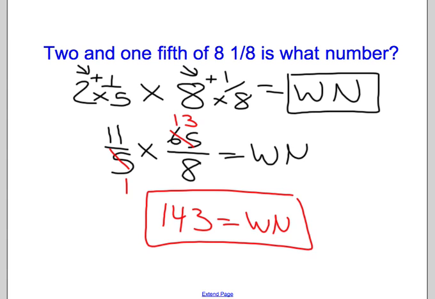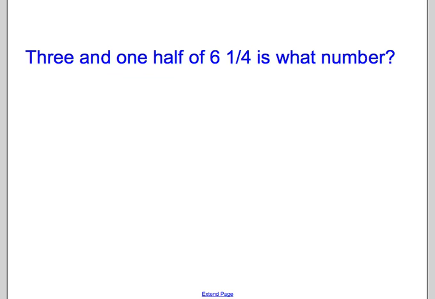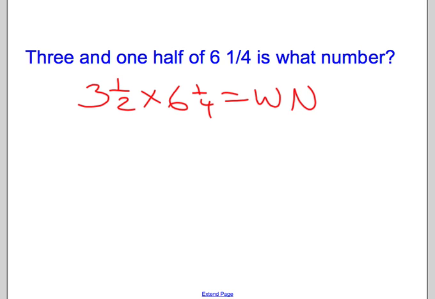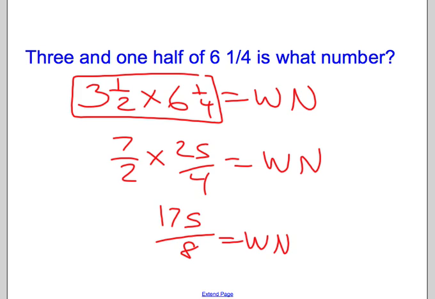Okay. We didn't have to multiply by the reciprocal on this one because both fractions are on the same side of the equal sign. When they're not on the same side, then you have to multiply by the reciprocal. This is the same type of problem. 3 1/2 of 6 1/4 is what number? Again, they're already on the same side of the equal sign together. So just change them to improper fractions, and then look for things that reduce. There isn't anything here. 7/4 times 25/4 is 175/8. We are going to leave the answers as improper fractions.